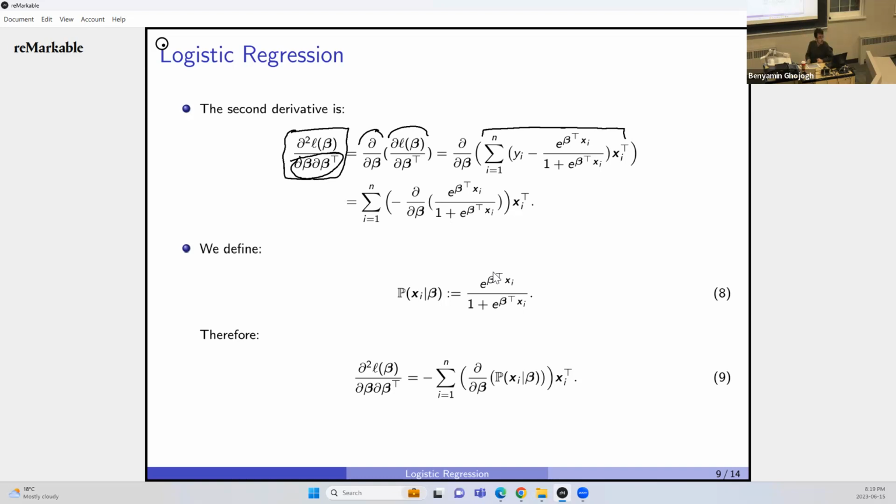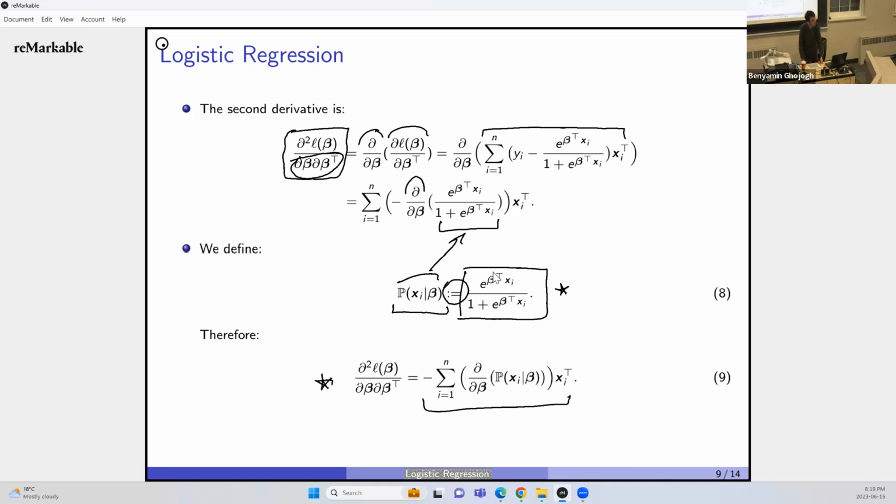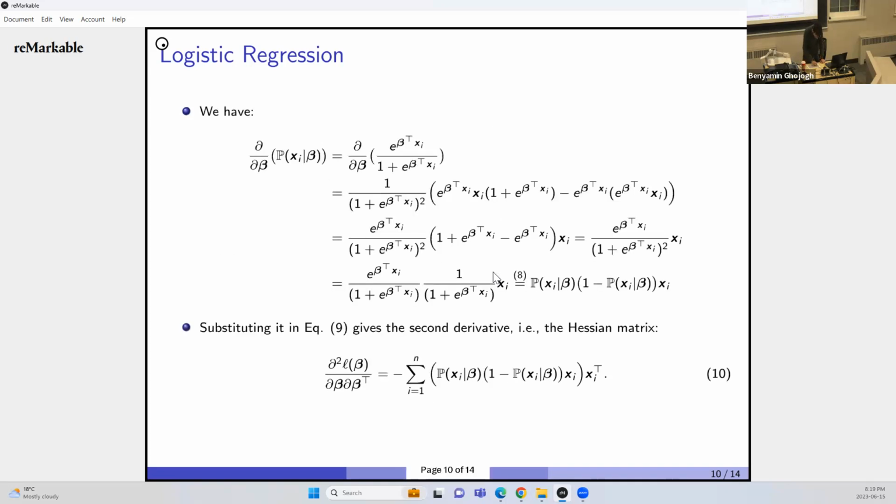Then what happens? We know that the derivative is a linear operator, so it passes through the sum. So it comes here, it passes through the sum. And then I have this. I define this term, which has appeared here, to be the probability of xi given beta. This is my definition, a notation of definition. Now I put this definition inside, so I will end up with this. So this is the second derivative, but we still need to calculate what I defined. So I'm now calculating the derivative of the probability of xi given beta.